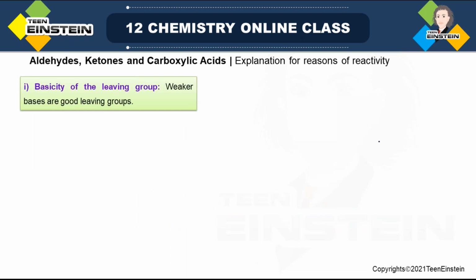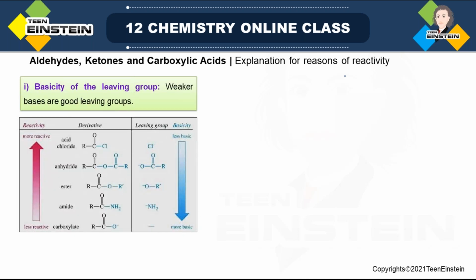So, explanation for the reasons of reactivity. One explanation you can give is based on the basicity of the leaving group. When it is a weak base, we know it is a good leaving group. Now, leaving group means what? It is completely detached from the original substrate. It can detach only when it is very stable itself, and stable means it is weak. If it is reactive, you will call it unstable. So reactive means unstable, and stable means it is weak. Okay, not reactive.